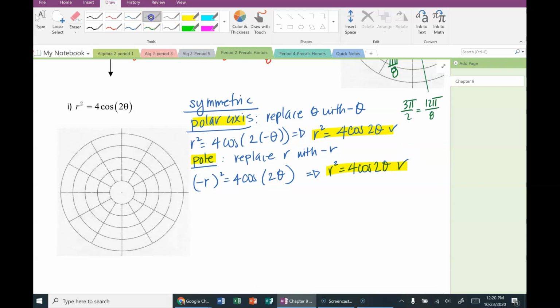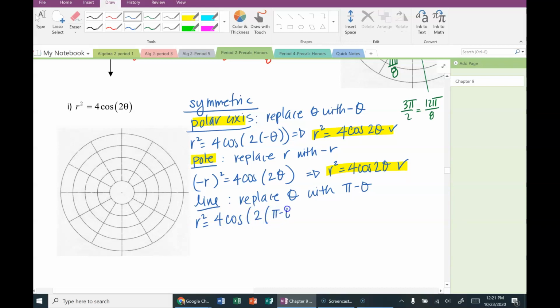Okay, one more test. Whoops. Our last test is going to be the pole. Wait, we did the pole already. So we want to now go do the line. Sorry, I kind of did it out of order this time. So the line is to replace theta with pi minus theta. Okay, so r squared equals 4 times cosine of 2 times pi minus theta. And distribute that to r squared equals 4 times cosine of 2 pi minus 2 theta.